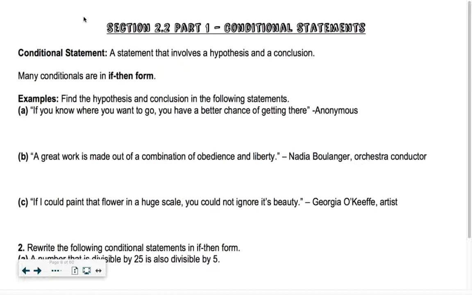Okay. So the first example, it says, find the hypothesis and conclusion in the following statements. If you know where you want to go, you have a better chance of getting there. So think about the if and the then. Our hypothesis is, you know where you want to go. And the conclusion is, you have a better chance of getting there.